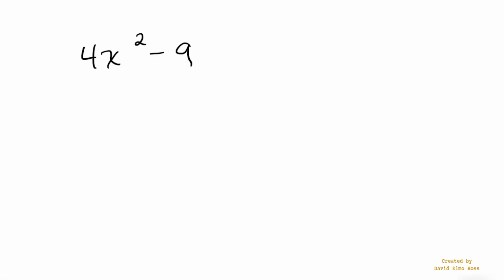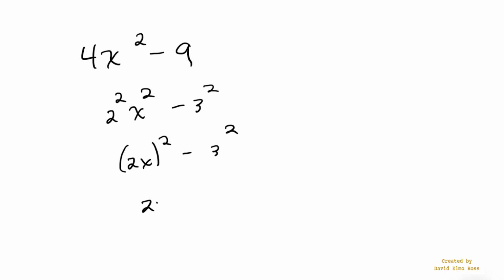If we want to factor this expression here, we can realize that 4 is 2 squared. So we have 2 squared x squared. We recognize that 9 is actually 3 squared. So we could write this as (2x) squared minus 3 squared. And this difference of squares means that we would have the first term 2x minus 3 times 2x plus 3.